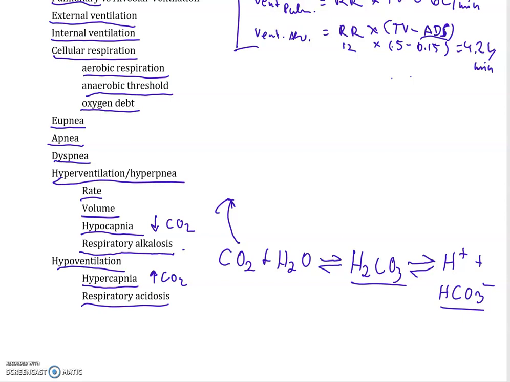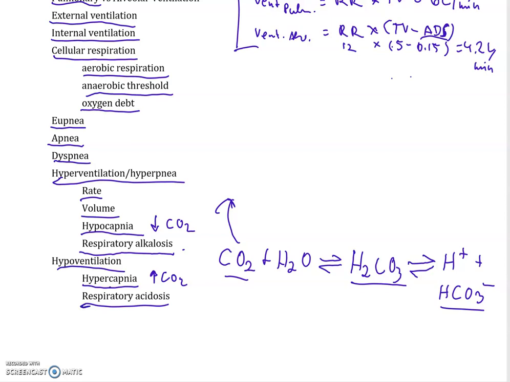When you are hypoventilating, let's say you decide I'm going to hold my breath and I don't want to breathe anymore, it's too much work, then you are running into the opposite problem. If you're hypoventilating, you're keeping all of that CO2 in your body. So now the CO2 stays, and it combines with more and more water to make carbonic acid, more and more carbonic acid, and that dissociates into hydrogen ions and bicarbonate ions. And these hydrogen ions will acidify your blood, and that leads to a respiratory acidosis.